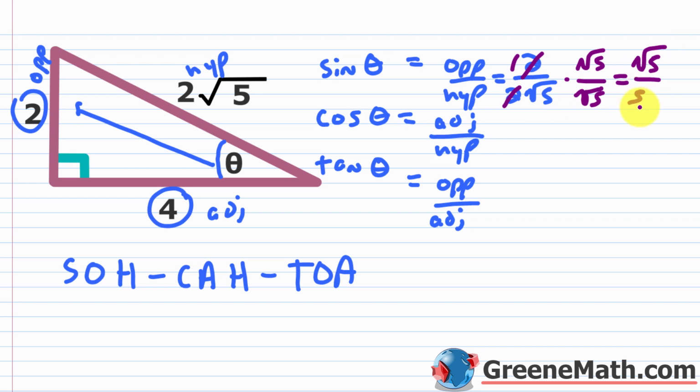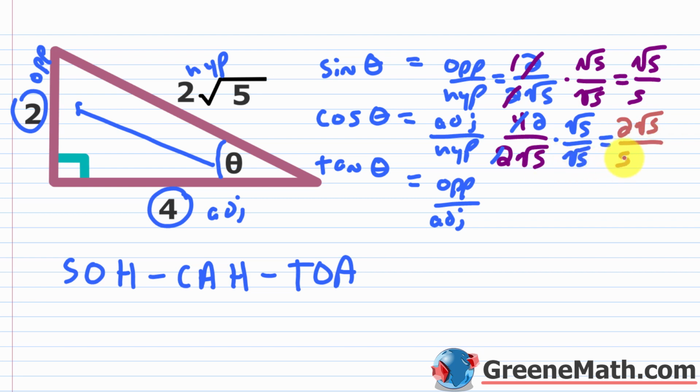My cosine of theta is the adjacent, which is 4, over the hypotenuse, which is 2 times square root of 5. The 4 and the 2 would cancel to 2 up there. So again, you're just going to multiply by the square root of 5 over the square root of 5. And what does that give me? Well, 2 times square root of 5 over square root of 5 times square root of 5 is 5. So the last one down here, we have the opposite over the adjacent. So the opposite is 2, the adjacent is 4, so this is 1/2. Now we can flip these guys again and figure out our other ones.